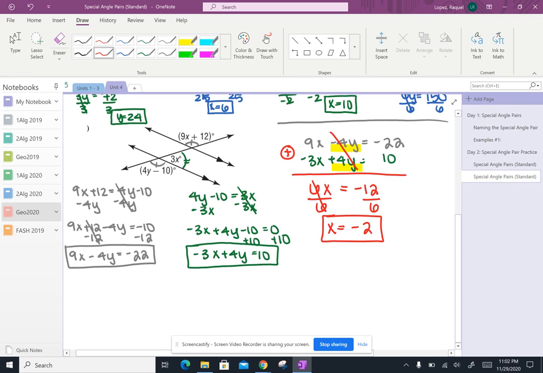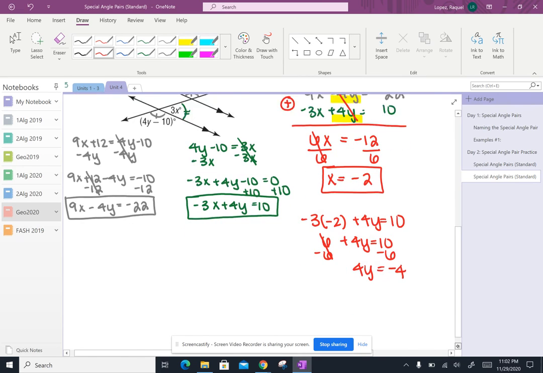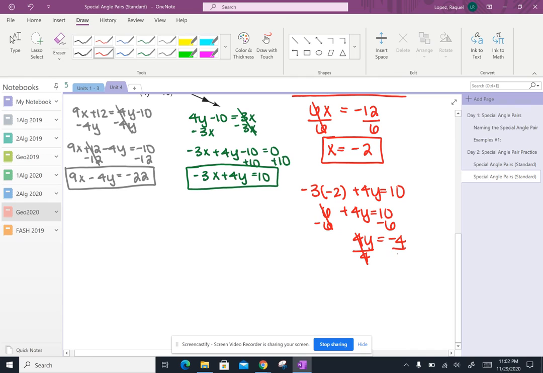All right, we've solved for x, but we haven't really solved for y, so we need to go ahead and do that. We can plug it into either equation. I'm going to plug it into the green equation, so negative 3, and instead of writing x, I'm going to plug negative 2 in, plus 4y equals 10. And then I just want to multiply negative 3 and negative 2, so that gives us 6, plus 4y equals 10. Subtract 6, and we get that 4y equals negative 4. Divide both sides by 4.